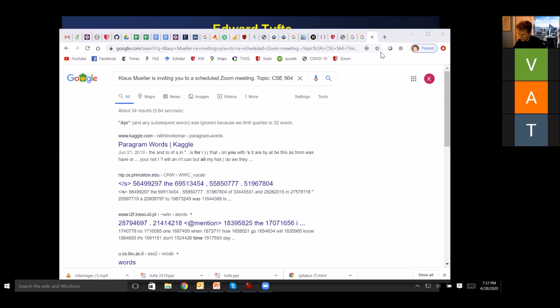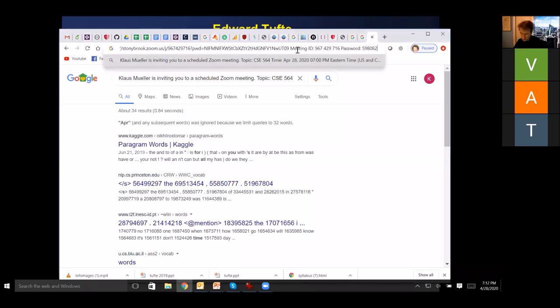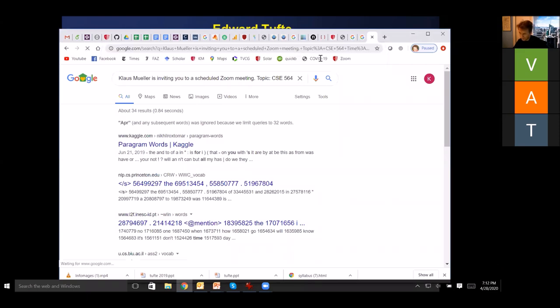Why can't I click on it? That's so weird. Select all? No, that's not what I want to do. I do cut and paste. I can't get the link. I can't cut and paste the link. I can't copy on Zoom. That's really bad. Testing by state chart of new cases.